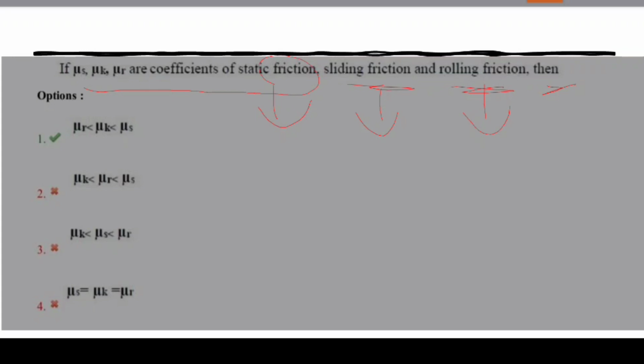So the option 1 is rolling friction is less than sliding friction less than static friction. Second option, sliding friction less than rolling friction less than static friction. Third option, sliding friction less than static friction less than rolling friction. Fourth option, sliding, static and rolling frictions are equal. So the option 1 is correct. Rolling friction is less than sliding friction less than static friction. Remember this answer.